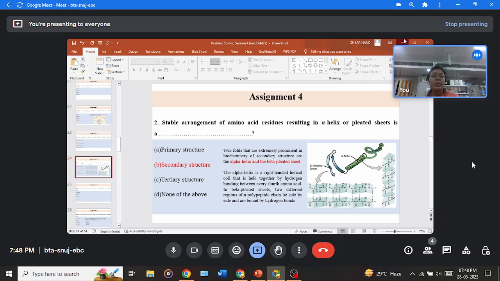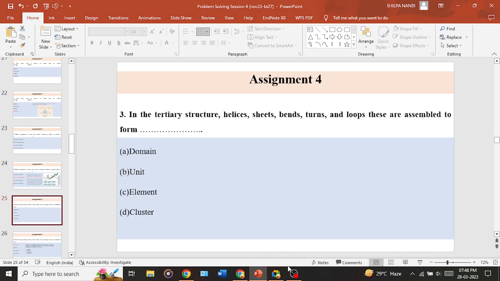In case of beta pleated sheets, there are two different regions of polypeptide chains that lie side by side and are bound by hydrogen bonds. These two regions can run either in parallel direction or in anti-parallel direction. So beta pleated sheets can again be divided into parallel and anti-parallel beta pleated sheets. I think this question is also quite clear and easier to answer. So we will move on to the next question, that is question number 3.